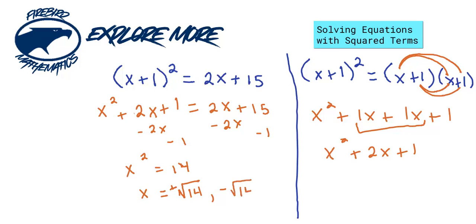Okay, so this would be called an irrational number, but it's okay to have these as values, right? We could type it in a calculator, but it's going to be a non-repeating decimal, and so we'll just leave it as positive square root of 14 and negative square root of 14.